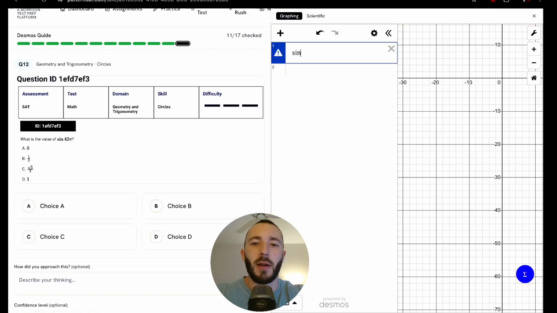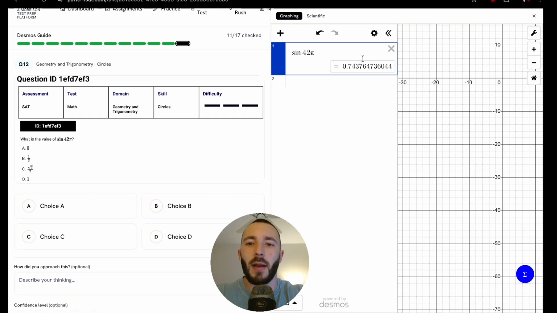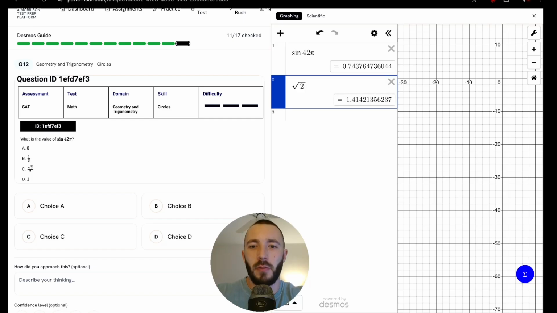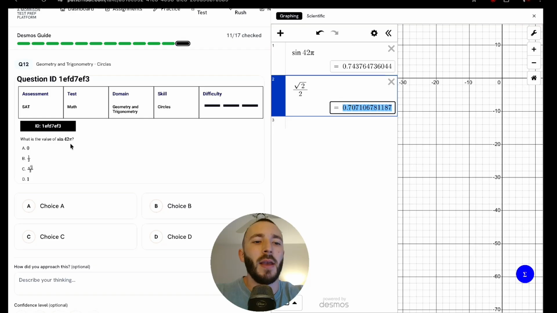It's not going to give me the right answer. Sine of 42 pi. If I type the letters pi, I get the pi. Okay, so this gives me this big mess, 0.7437. The only answer choice that might be right is radical 2 over 2, square root of 2 divided by 2, and even that is wrong. So none of the answers are 0.7437.